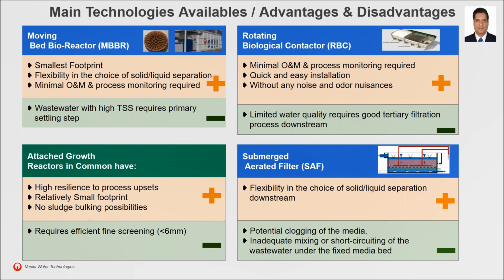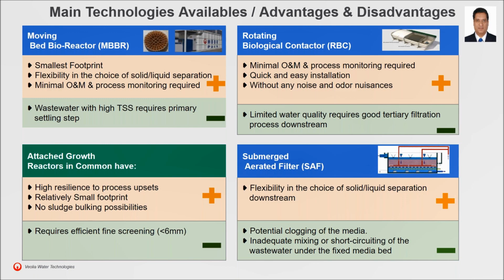Let's look at the benefits of MBBR. It has the smallest footprint, comparable to MBR. It offers flexibility in the choice of selection of downstream solid liquid separation unit, and it requires minimal operation and maintenance and process monitoring. However, in case the wastewater has, suppose, high TSS, it requires a preliminary settling step.